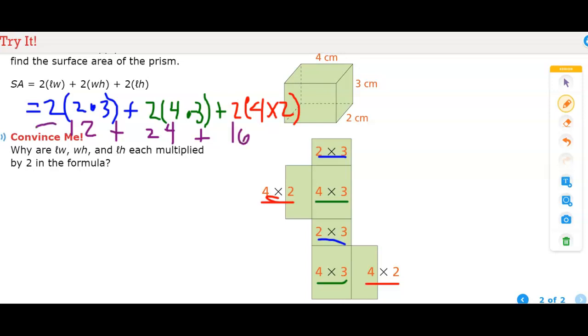Then we add them all up. So 12 and 24 is 36. And 36 plus 16 is 42. So the surface area of that rectangular prism is 42 centimeters squared. I made a mistake with my adding. It is not 42, it is 52 centimeters squared. Once again, the surface area is 52 centimeters squared.